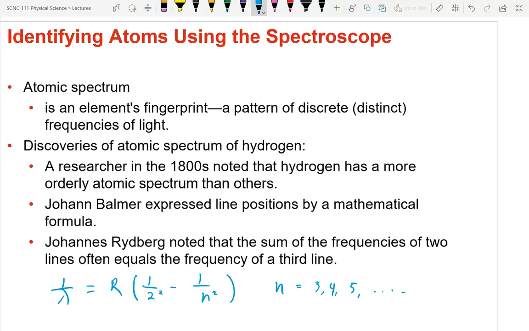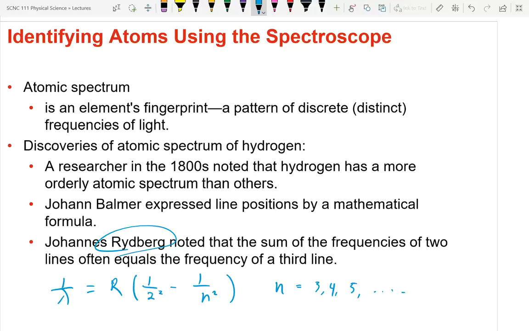Anyway, this equation, where R is the Rydberg constant, named after Johannes Rydberg, gives you the wavelengths that you see in the hydrogen spectrum. And we call those the Balmer lines because Johann Balmer is the person who gave us this equation. But it's kind of funny, just historically.